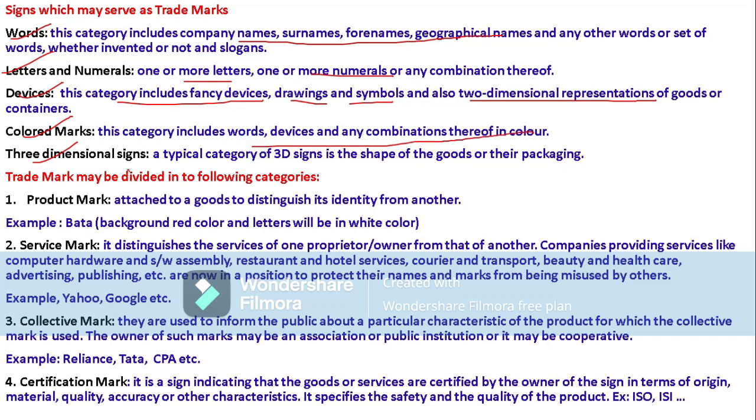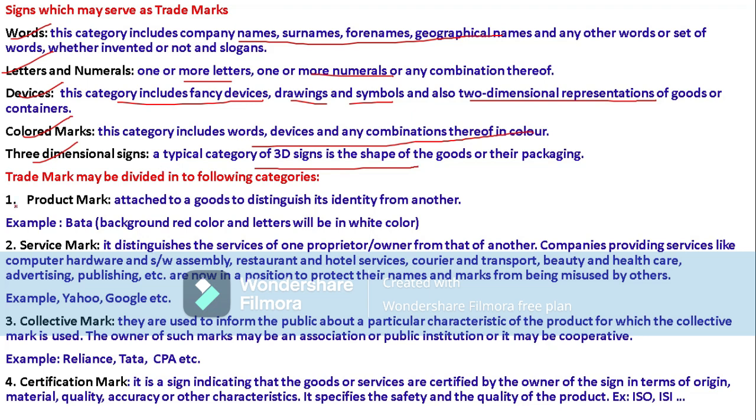Three-dimensional signs: a typical category of 3D signs is the shape of goods or their packaging. We all know 3D signs, no? So that is also considered a sign under registered trademarks.